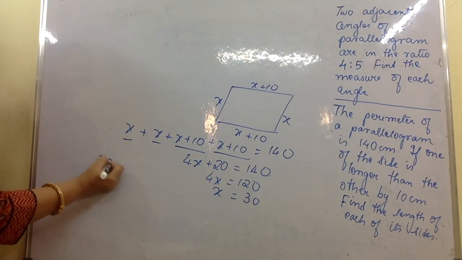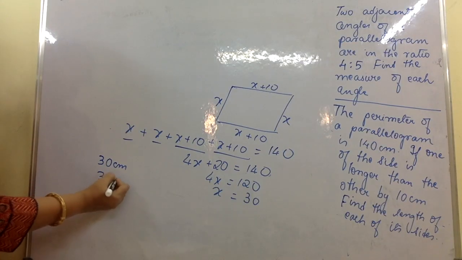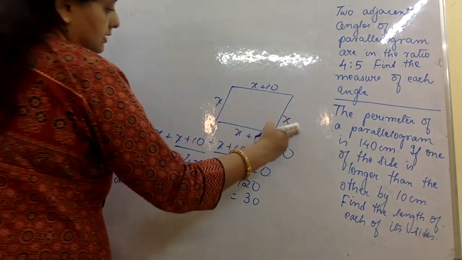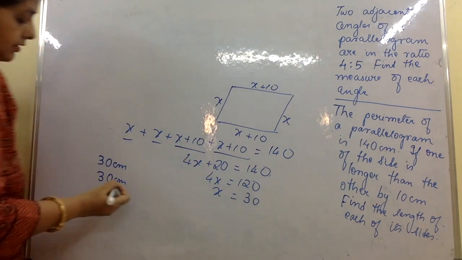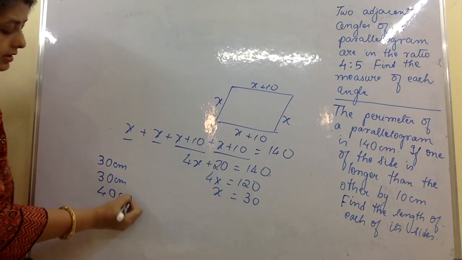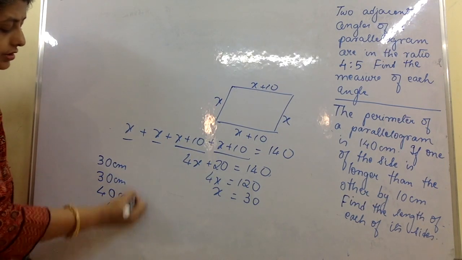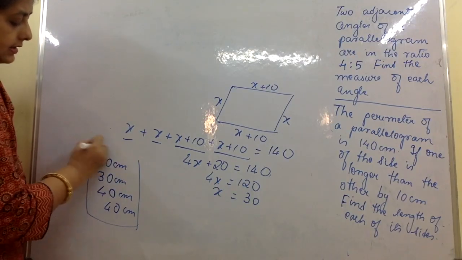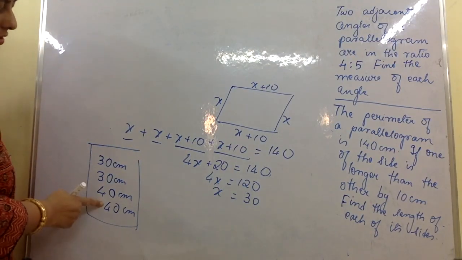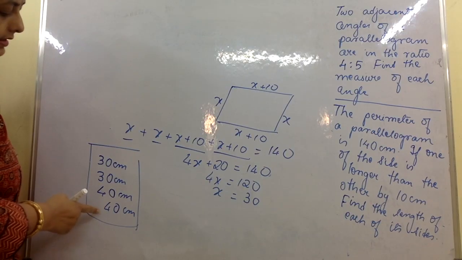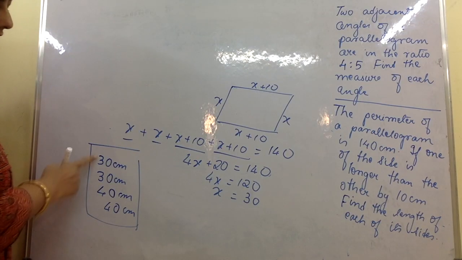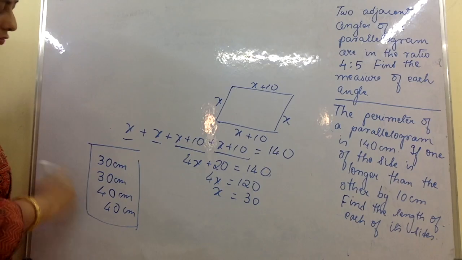First is 30 centimeters, another side is also 30 centimeters. This is 30, this is 30, here 40 and 40. 40 centimeters, and the other side is also 40. So all four sides lengths are here. Total: 30 plus 30 is 60, plus 80 is 140.